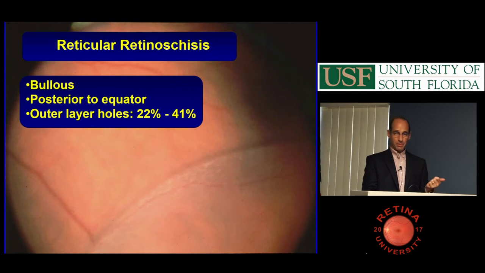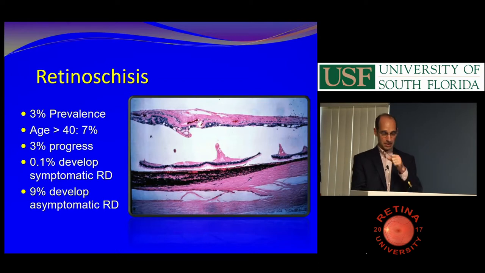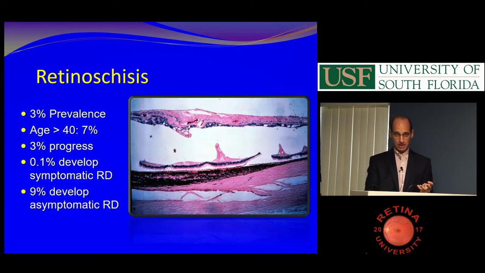Retinoschisis is common. 3% of the population have it. Over 47% of the population have it. It progresses sometimes, but not usually. But some retinoschisis can progress. Only 1 in 1,000 people with retinoschisis develop a symptomatic detachment. But asymptomatic detachments are very common. So they're almost 10%. You don't need to treat the asymptomatic detachments.